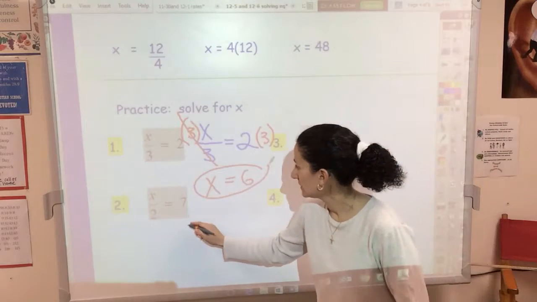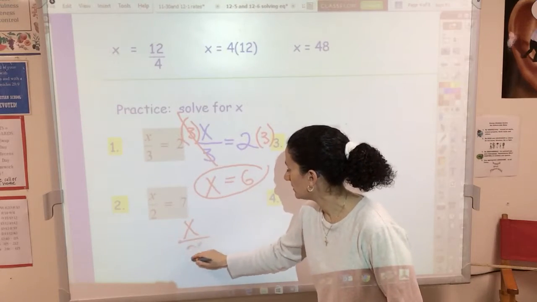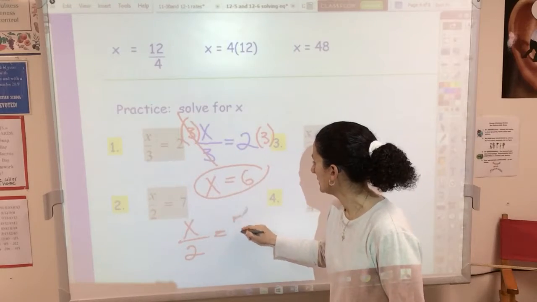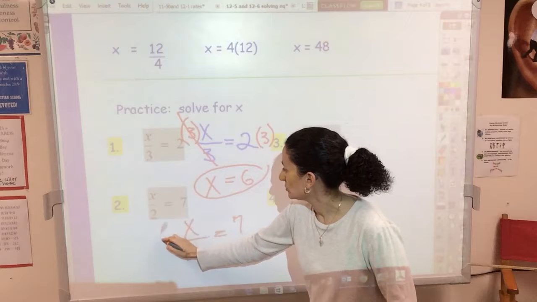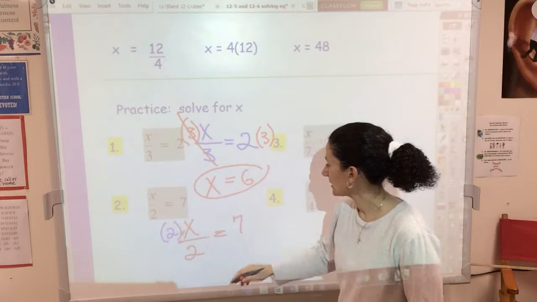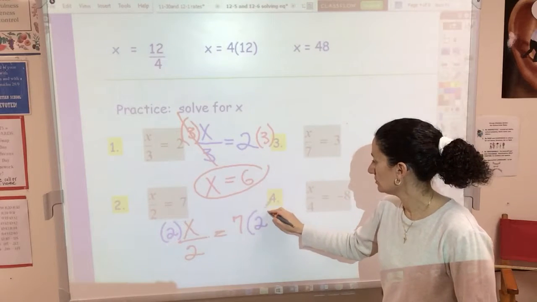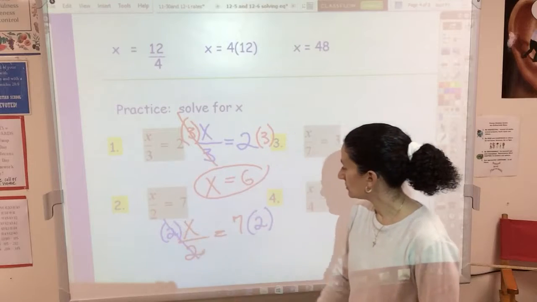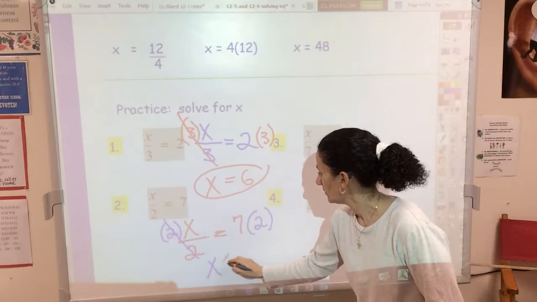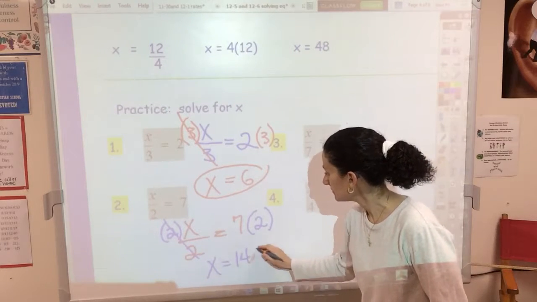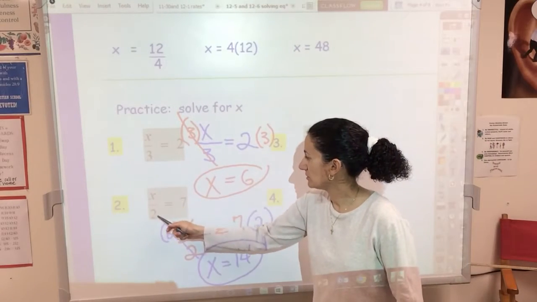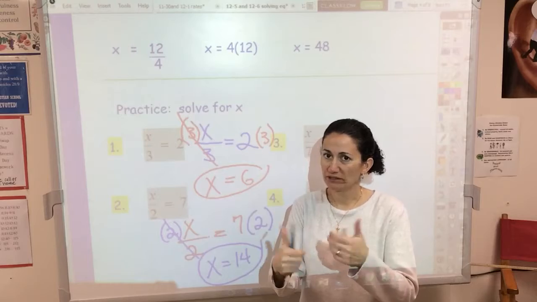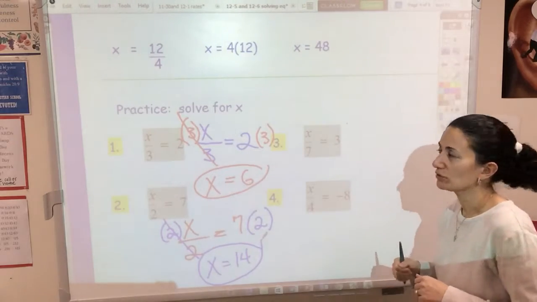All right, number 2. So x divided by 2 equals 7. Check carefully to see that you did your work like this. I'm going to multiply this side by 2. Multiply this side by 2. The 2's cancel, and x equals 14. Again, you can go back and mentally check, is 14 divided by 2 7? And when your answer is yes, then you've done your work correctly.